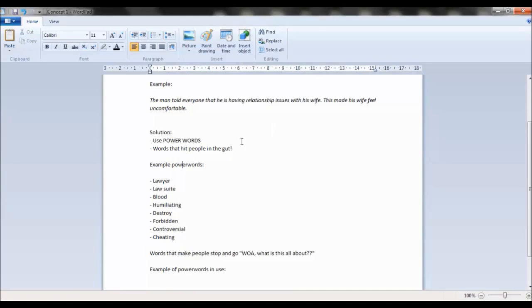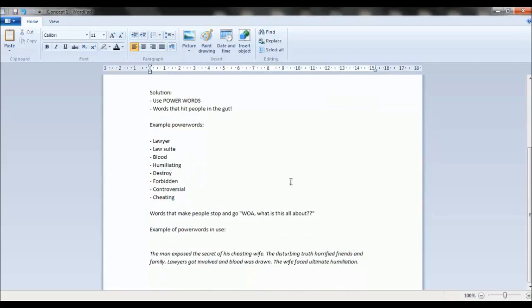Lawyer is a power word. Lawsuit, blood, humiliating, destroy, forbidden, controversial, cheating. I'm also going to provide you with a short list of all my favorite power words that you can use in your content right away. Words that basically make people go, whoa, what is all this about, and stops them and makes them want to read your content.